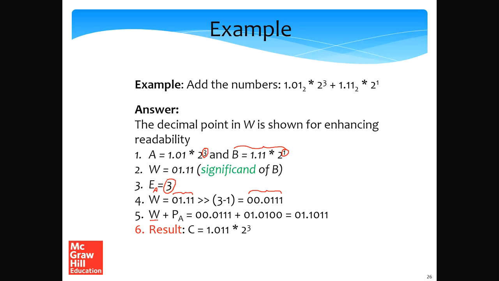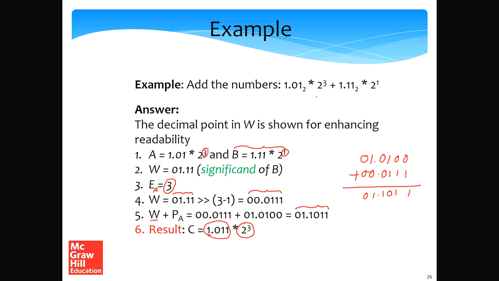Then we add W with the significand of PA. W is 0.0111 and the significand of PA is 01.0100. If I do the addition, I'll have 1, 1 here, 1 plus 1 is 0, it's 1 here, and 0, 1. So the final result is 01.1011. There is no reason to renormalize because this is between 1 and 2. So the final result C is 1.011 times 2 to the power 3, because we are taking the exponent of A.